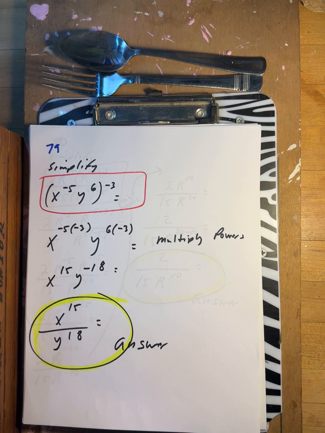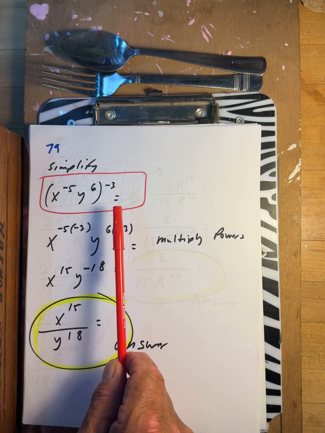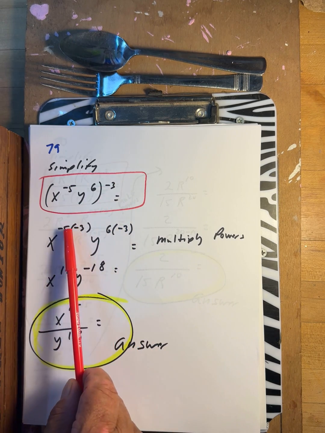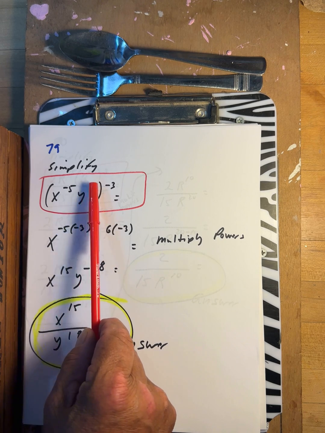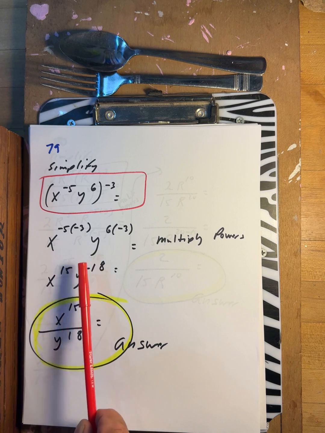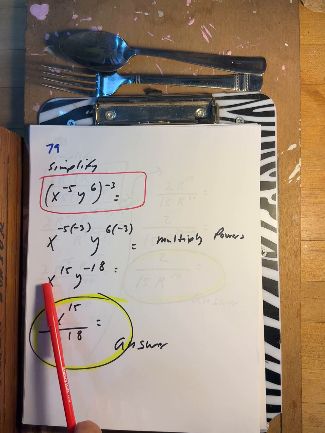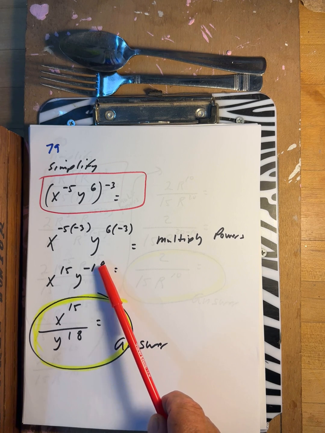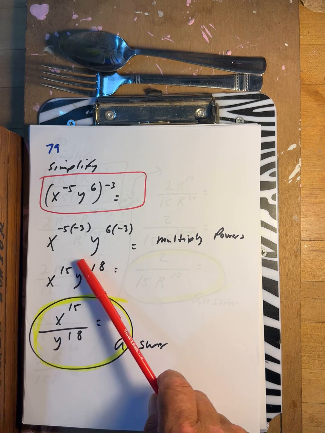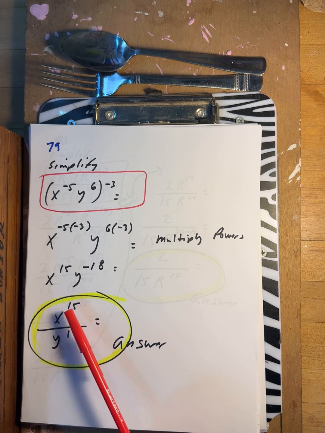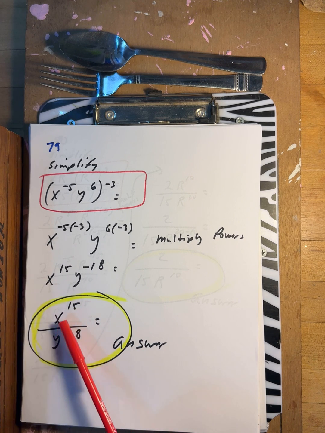Let's see. So we're going to multiply the powers. See the negative 3 right here? We're going to multiply the powers right there. So negative 5 times negative 3, and y is 6 times negative 3. Negative times negative is going to be positive 15, x to the 15, and this is going to be a negative 18. So x to the 15, y to the negative 18. Since there is a negative power, we write it as x to the 15th, put this in the bottom. Numerator, denominator, y to the 18. So x to the 15 over y to the 18. So you have x to the 15 on top, y to the 18 on the bottom.